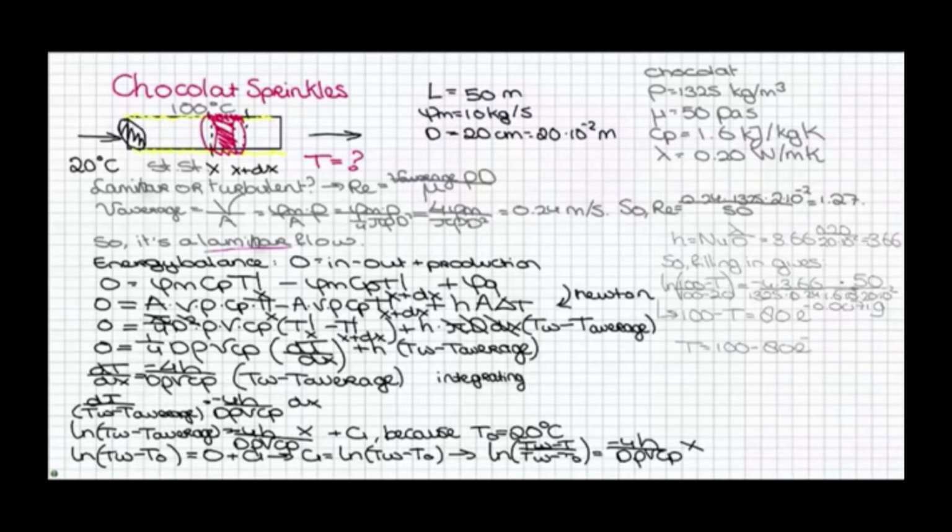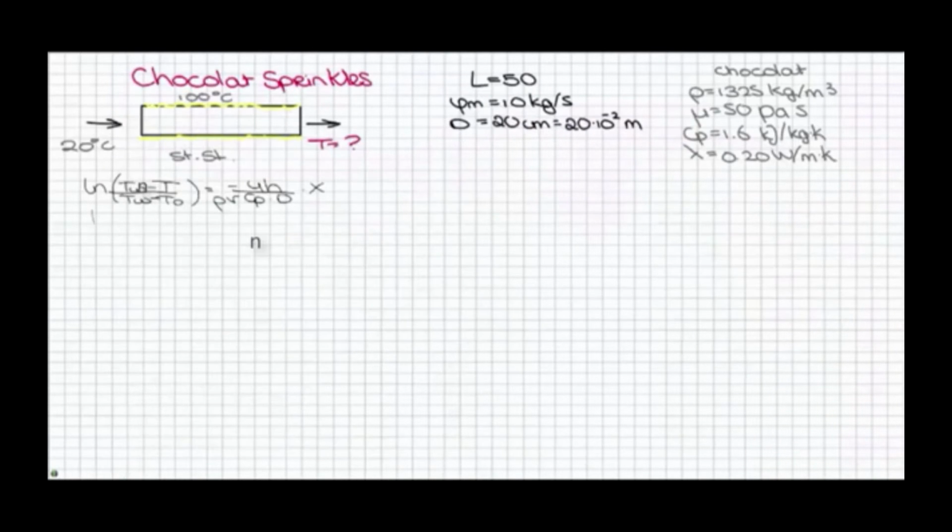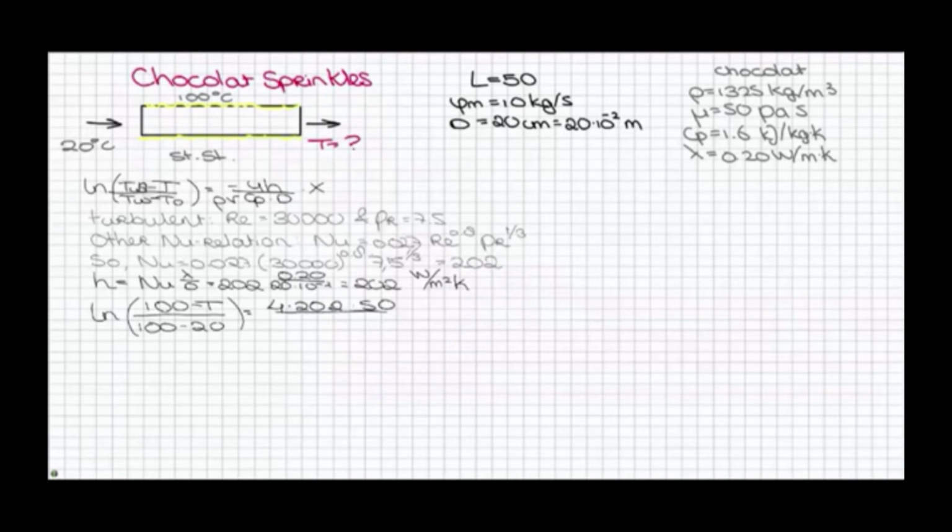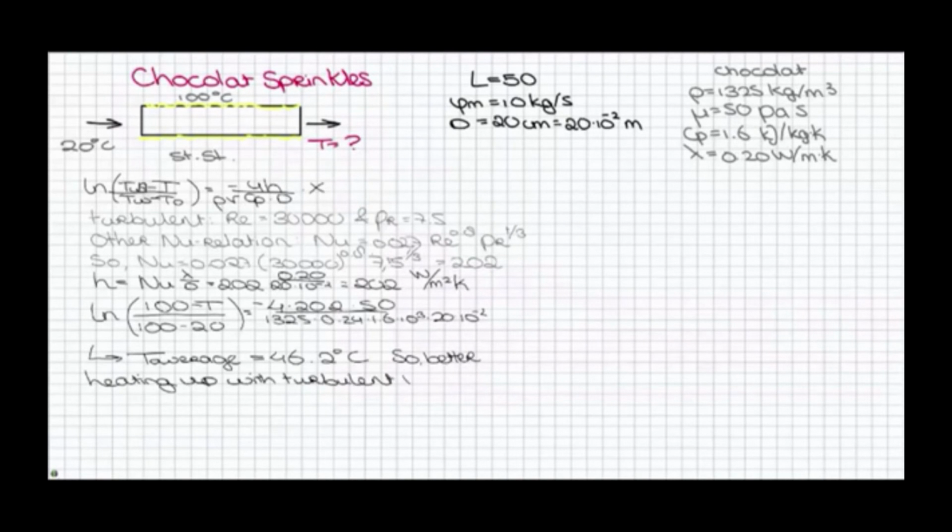This is because the flow is just laminar. If we assume the flow to be turbulent, the situation will be different because Nusselt number will change. With a Reynolds number of 30,000, so turbulent flow, and a Prandtl number of 7.5, we will find a Nusselt number of 202. When filling this in the overall equation for the temperature as a function of the place in the tube, we will find at 50 meters the outlet temperature to be 46.2 degrees Celsius. So this is much more.